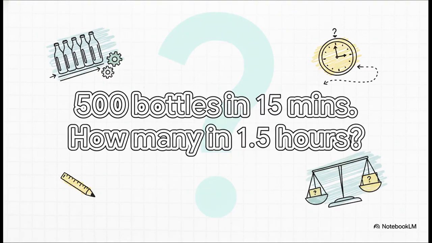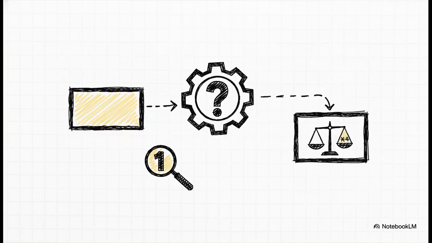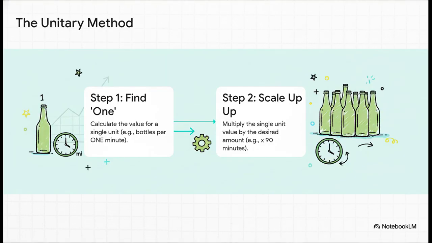All right, let's scale things up with a new problem. More time means more bottles, right? But how many? You could just guess, but these systematic methods give you speed and accuracy. Let's check them out. First is the unitary method.